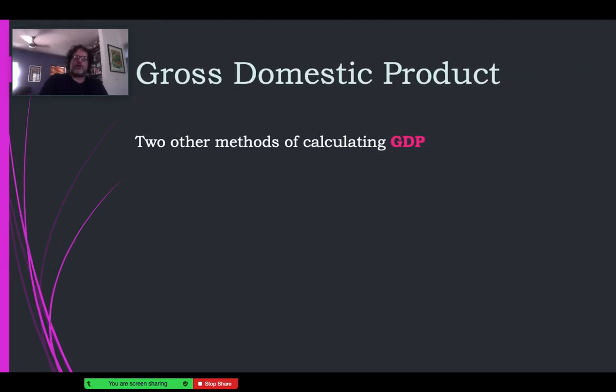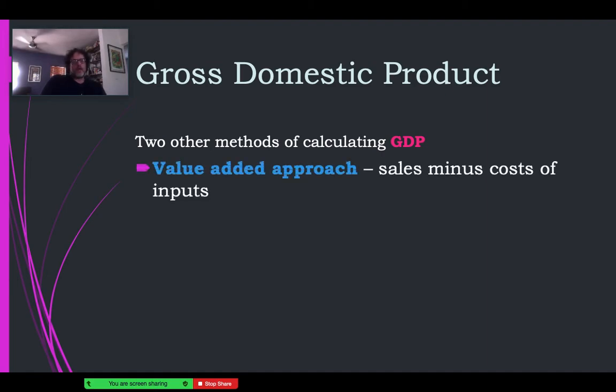Okay? There are two other methods of calculating GDP. Know that these exist, but you do not have to know how to do them. You will need to know how to add up SIGEX. You will need to pick those out of a list. Just know that there are other ways, because we will talk about them, but you don't need to know how to actually do them. The first one is value-added approach, all the sales minus the cost of inputs.